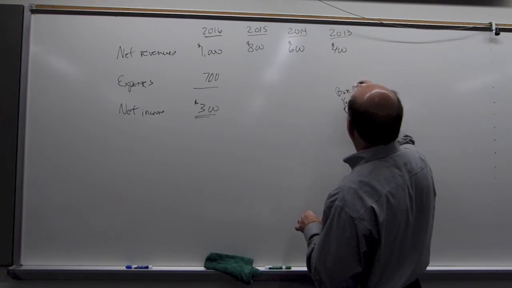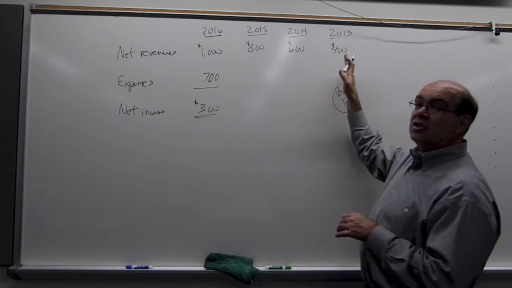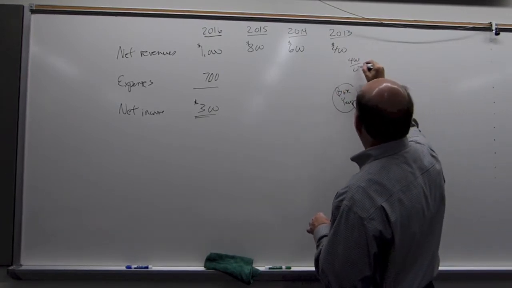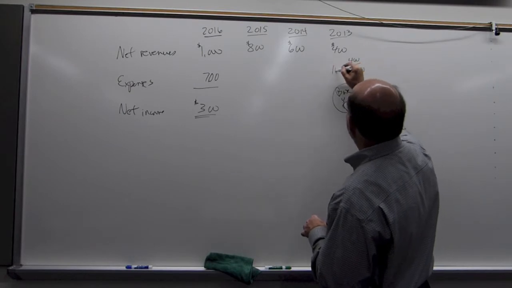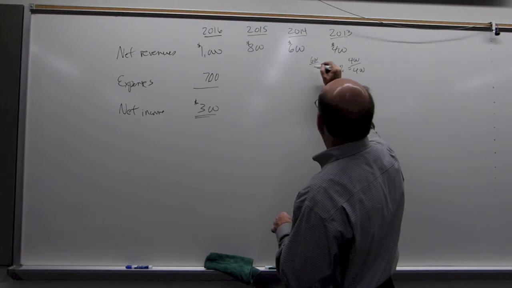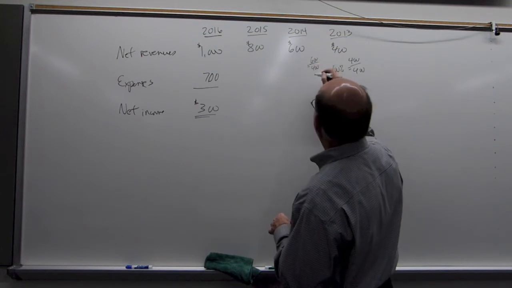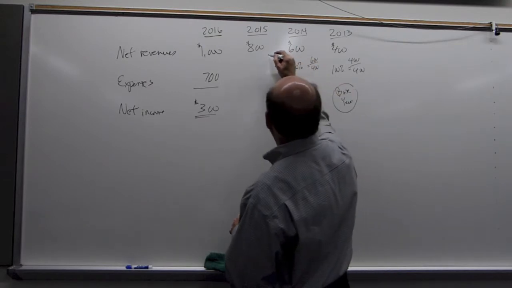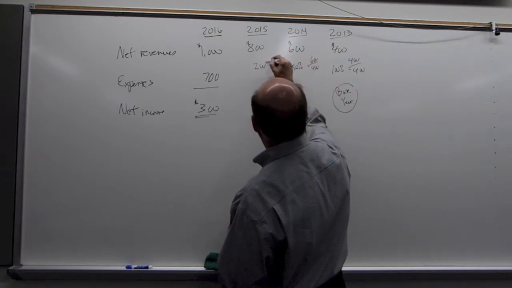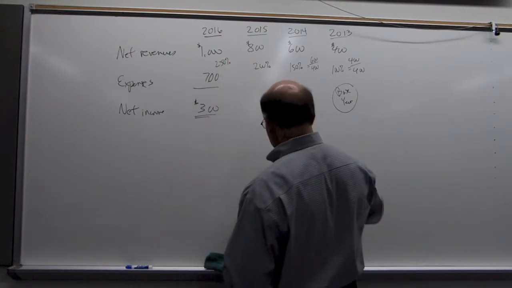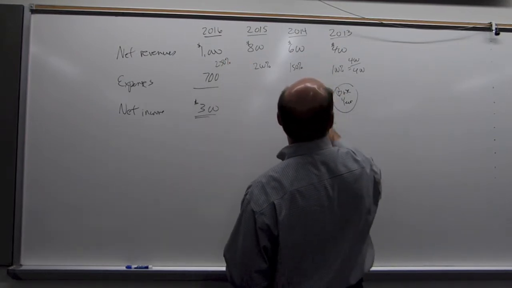So when we're doing a trend analysis, we're always using the earliest year as our base year. And so we would do 400 divided by 400, and we'd say that's 100%. Then we'd come over here and we'd say 600 divided by 400. That's, what is it, 150%. And then we just go through, and when we're done, we end up with something that looks like this.